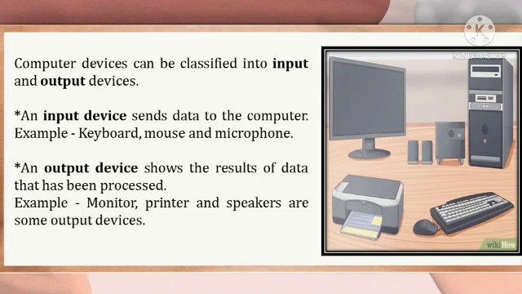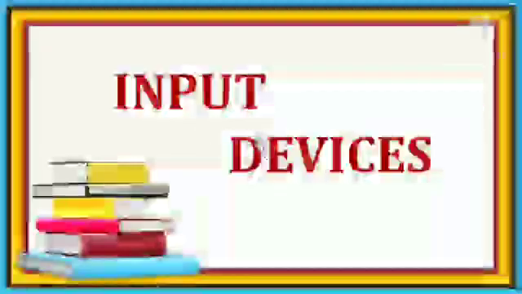Next is output device. An output device shows the results of data that has been processed. The data that has been processed by the computer, it displays on the monitor screen. So what are the output devices? Monitor, printer and speakers are some output devices.